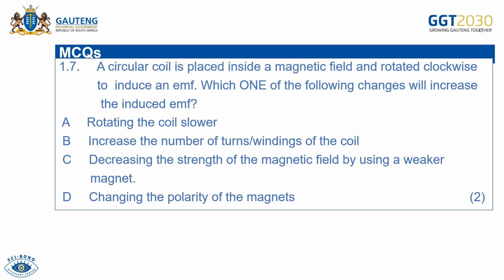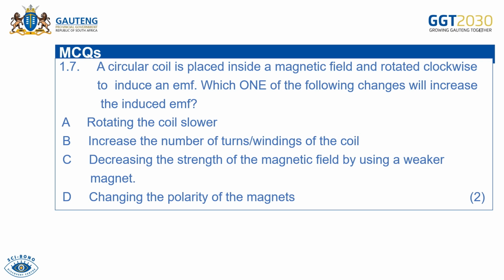Then after the EMF is being induced, how can we now increase the amount of EMF that is induced across the ends of that conductor? There are certain things that you can do. One, I hope we are all aware. You can increase the number of windings or turns in a coil, right? You can use a stronger magnet to increase the strength of the magnetic field, okay? You can increase the speed of rotation of the coil, right? So increase the speed of rotation of the coil.